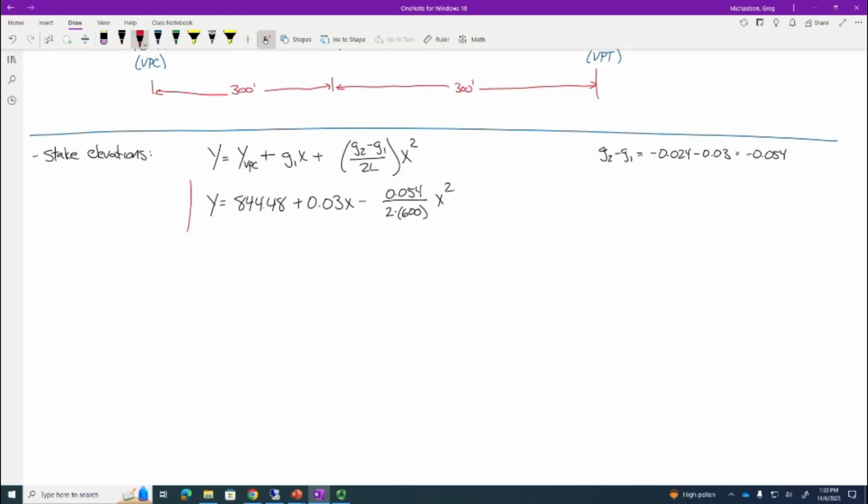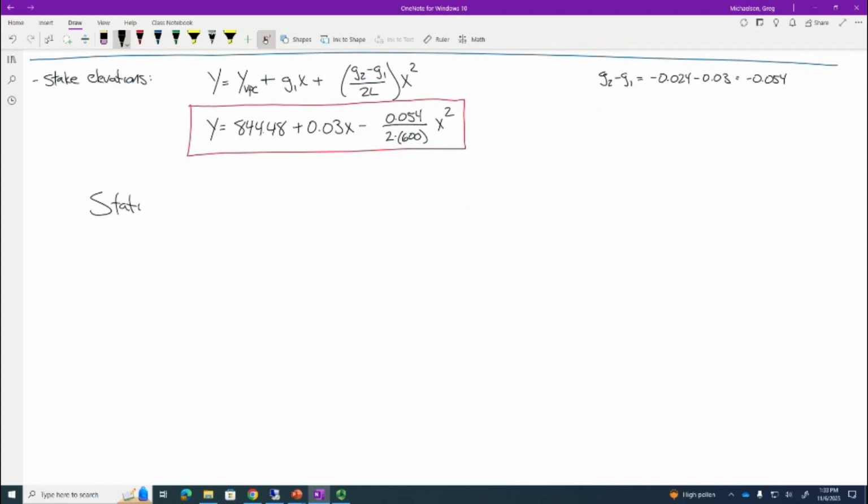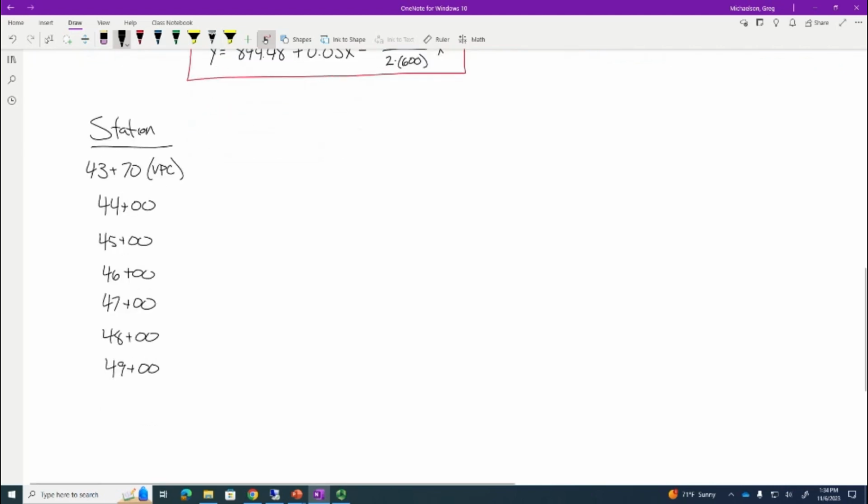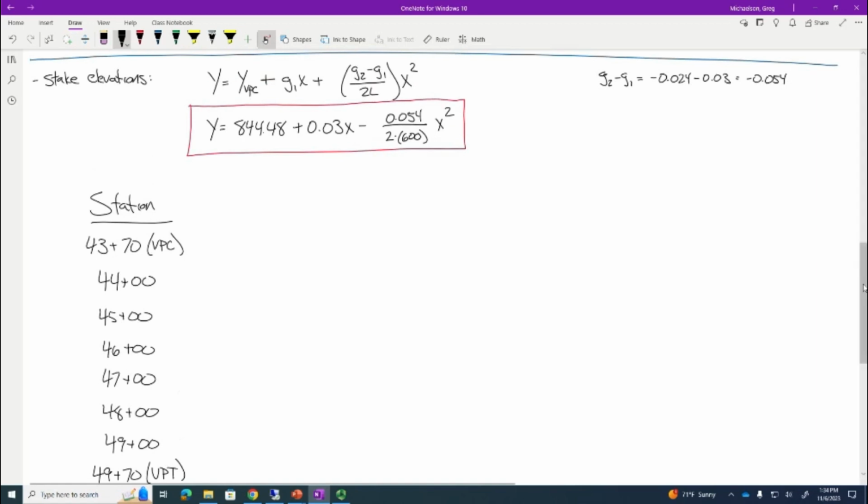Okay, station. Our first station is the 43 plus 70, because that's the station of the VPC. Then we're going to have station 44, 45, 46, 47, 48, and then 49 plus 70.